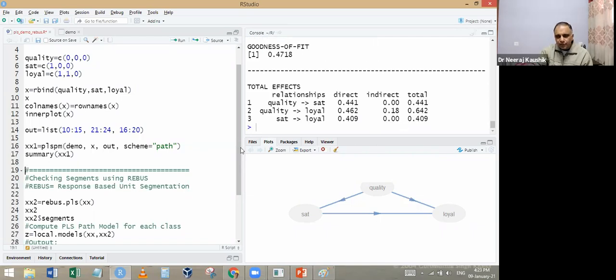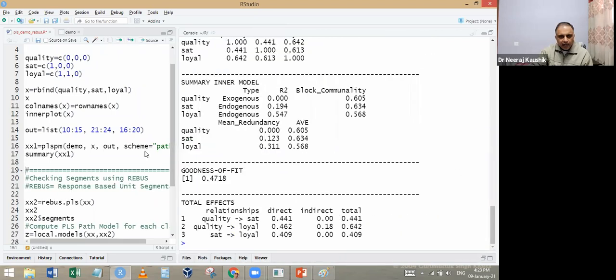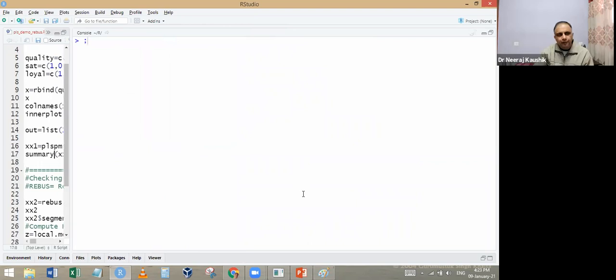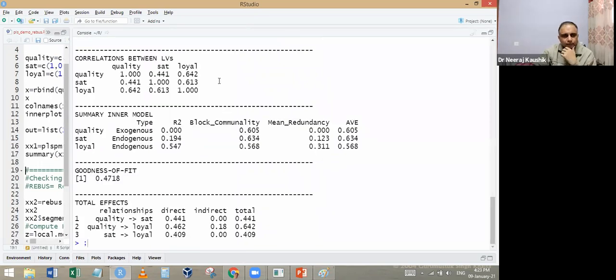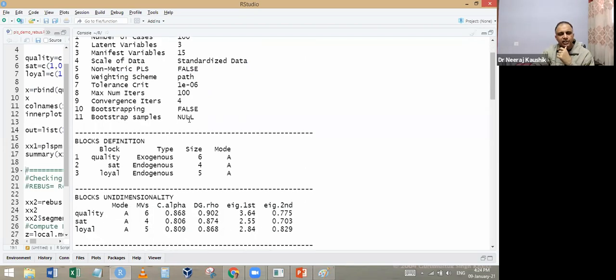Check it out in the summary. Let me increase its size. Let's see it from the top. Number of cases is 100 in the file. Latent variables are 3. Total manifest variables, how many items are there? 15. Standardized data. Non-metric PLS, no. It supports non-metric also, but we are using metric. Weighing scheme is path. Tolerance is 10 raised to the power minus 6. Maximum iterations 100.